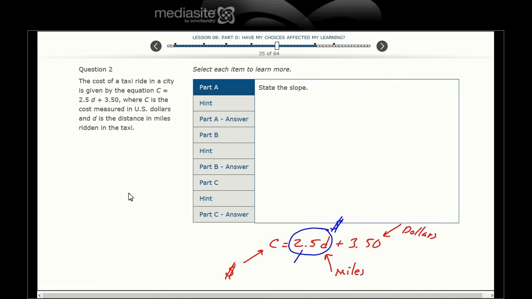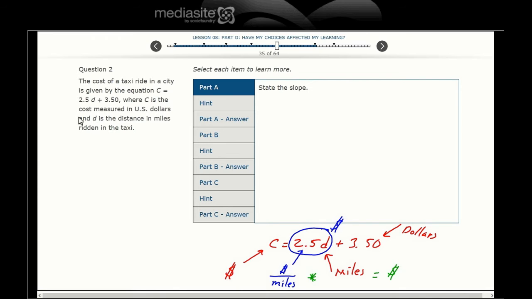So this 2.5 has to be dollars divided by miles. So after I'm done multiplying these two numbers, dollars per mile times miles, I end up with dollars.